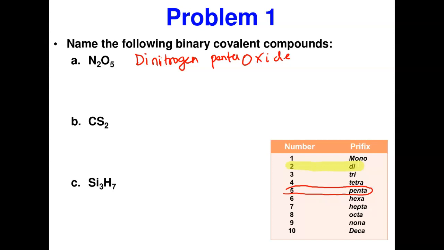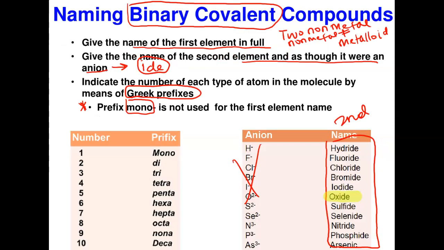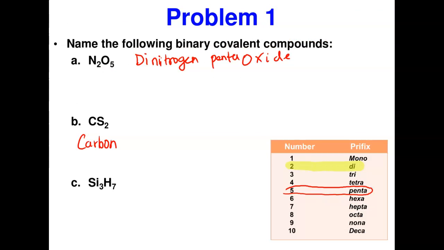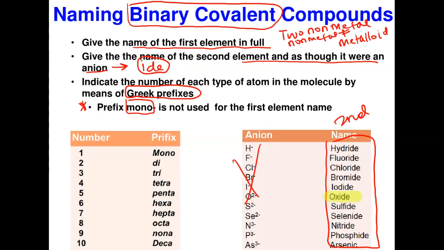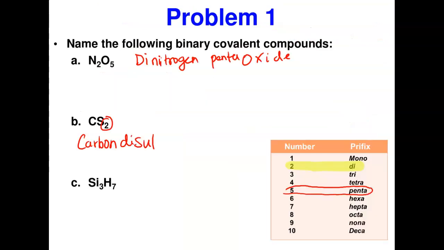Let's go to the next one. If you look at the periodic table, C is carbon. We say carbon. How many carbon do we have here? 1. Remember the last rule I gave you? I said if the first element is just 1, you do not need to use mono. So we're not going to use mono. We're just going to say carbon. How many do we have here? This is 2 again, and 2 is di. Sulfur. How do you name sulfur again? Remember, you're going to name sulfur as sulfide. Call it carbon disulfide.